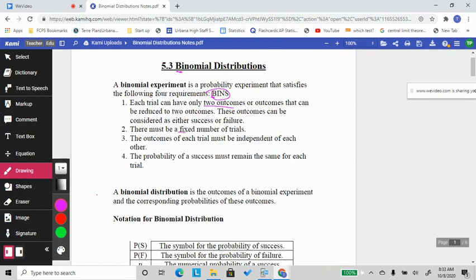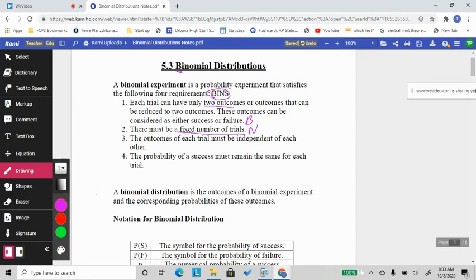There must be a fixed number of trials, that's the N. The fixed number of trials means that I'm going to toss the coin a certain number of times: 3 times, 5 times, 10 times, 500 times. I'm going to shoot a free throw 10 times, 20 times, 500 times.